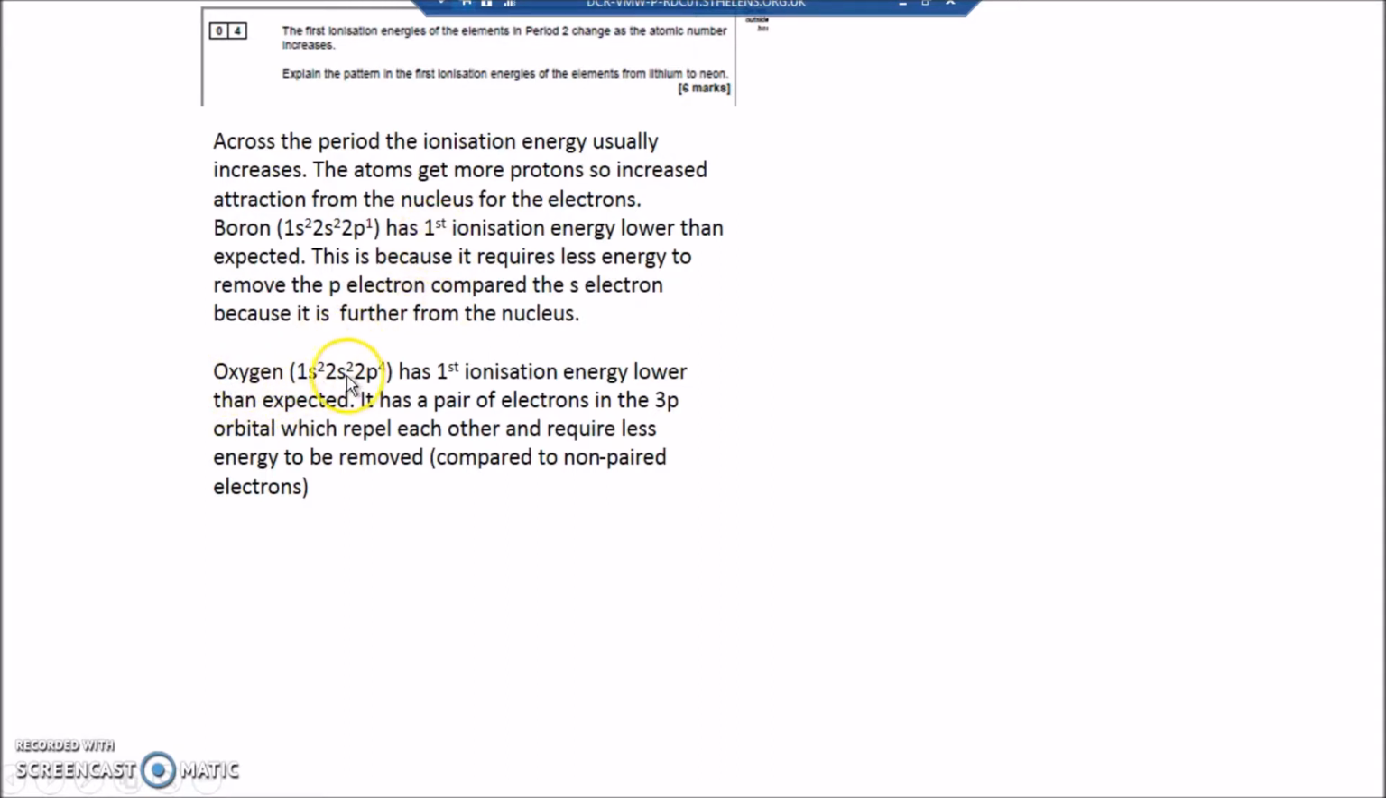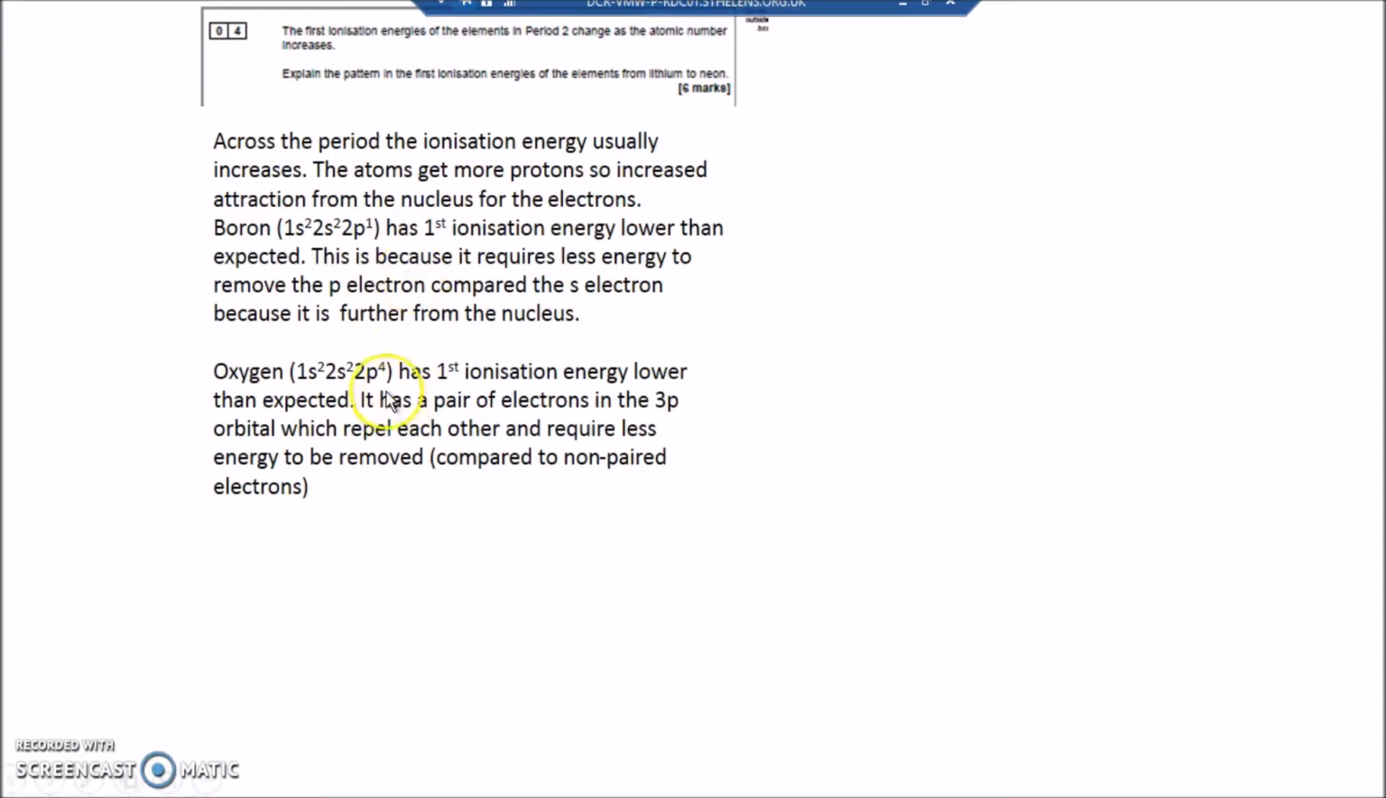Then you get to oxygen. So oxygen's in group 6, it's got 2s2, 2p4. Now the p level is full when you get 6 electrons, so therefore it's half full when you get 3 electrons. When you get 2p3, 3 electrons in the 2p level, it's half full. And those electrons are not paired up, they're single electrons in different orbitals.